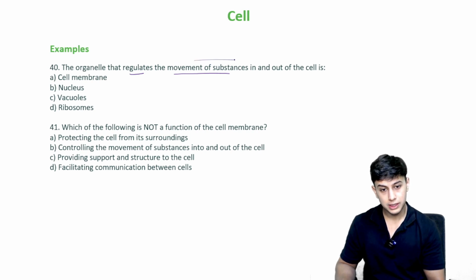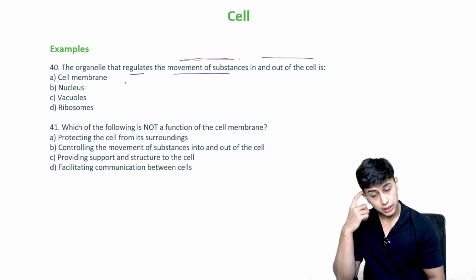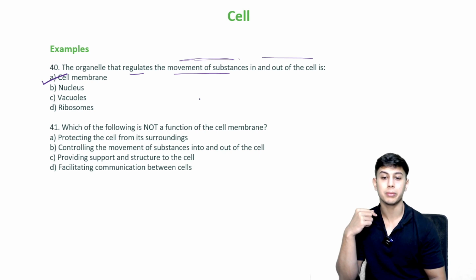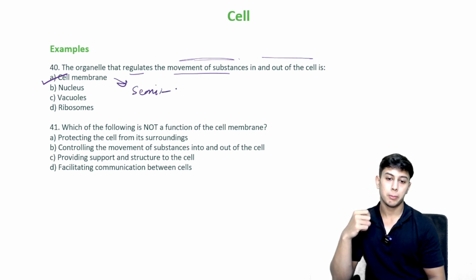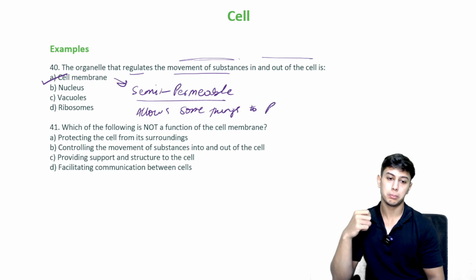So movement of substances in and out of the cell is done by which organelle? It is done by cell membrane, nucleus, vacuoles, ribosome. It is cell membrane. Also remember, why is it cell membrane? Because it is semi-permeable. It allows some things to pass through.